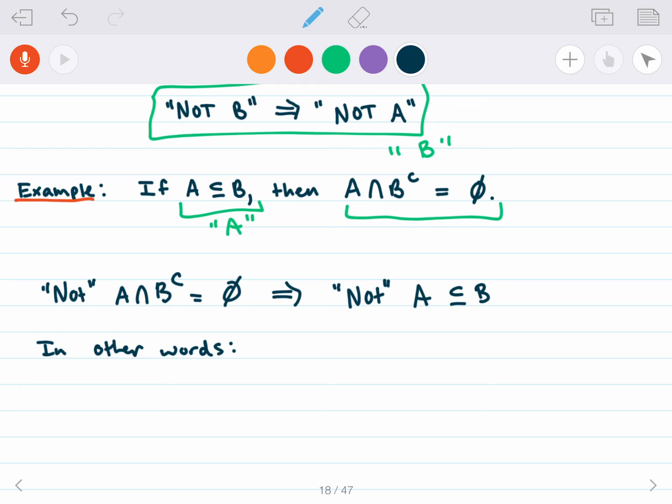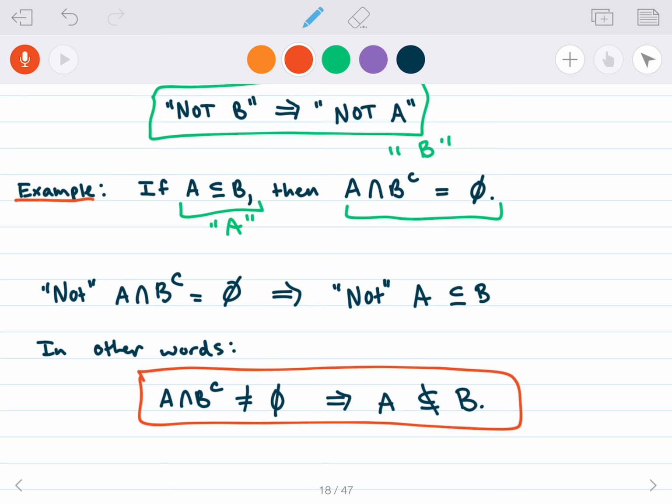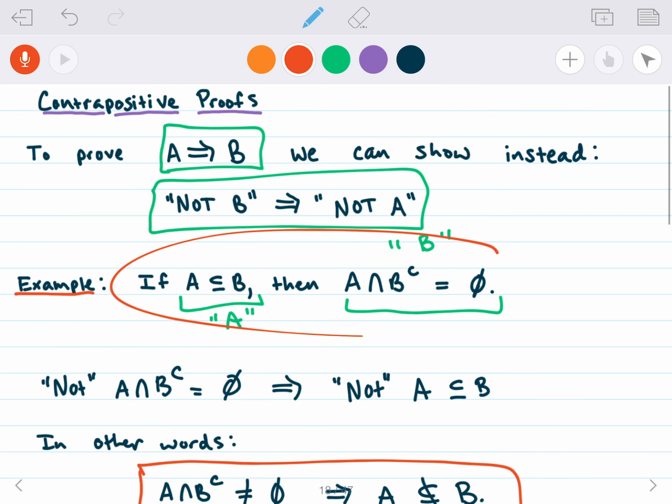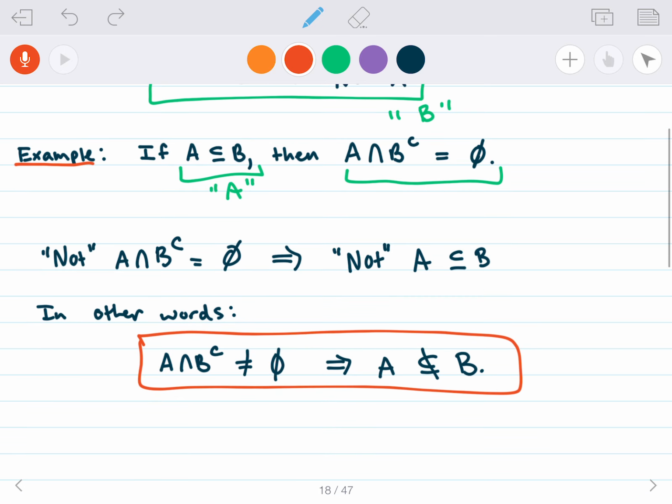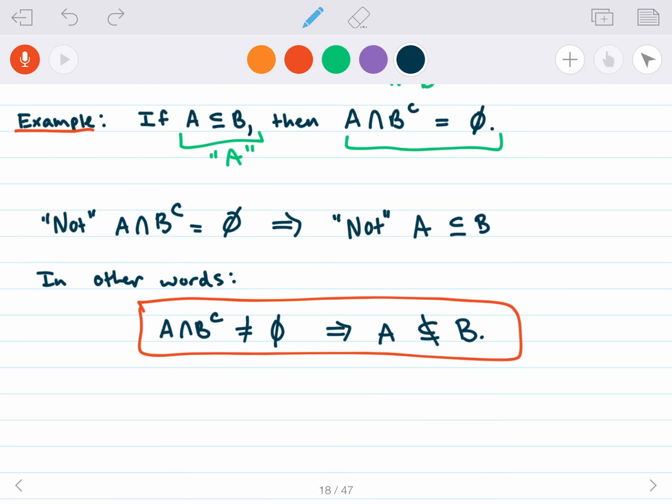In other words, A intersect B complement is not empty implies that A is not contained in B. Okay, so this is what we're trying to show, this right here. This is the contrapositive statement of our original statement. Okay, and it's logically equivalent to A implies B. That's why we can do this. So let's go ahead and show it.